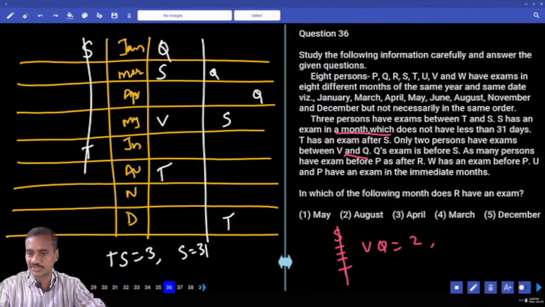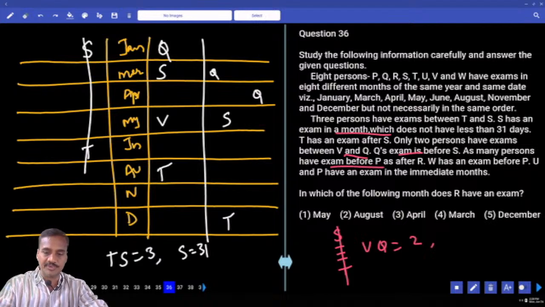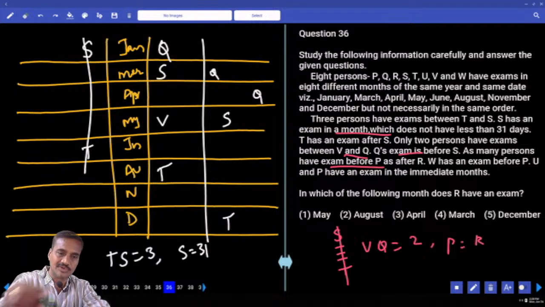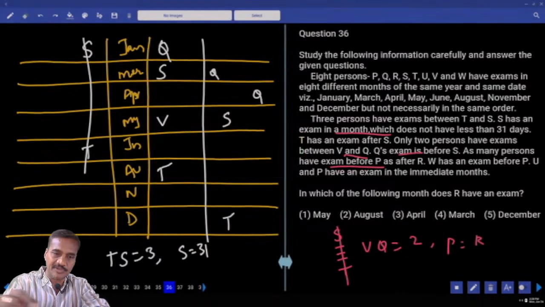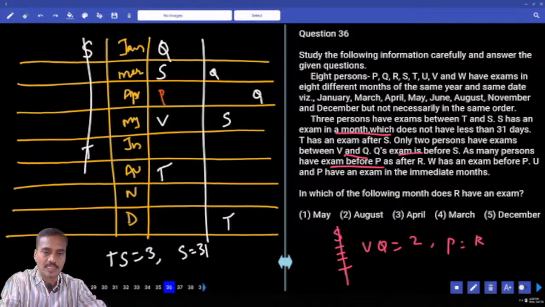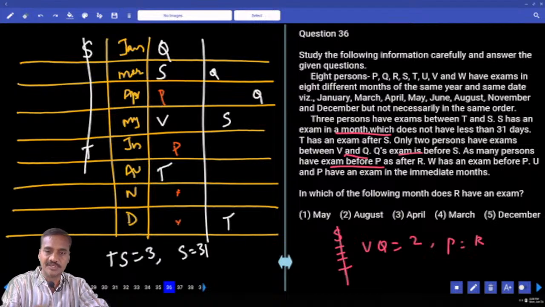Then only 2 persons, Q's exam, as many before P as after R. P and R need to have an equal number of persons. Now if you take P at this place, is it possible? No. P at this place, is it possible? P here is not possible. And this case is again ruled out.